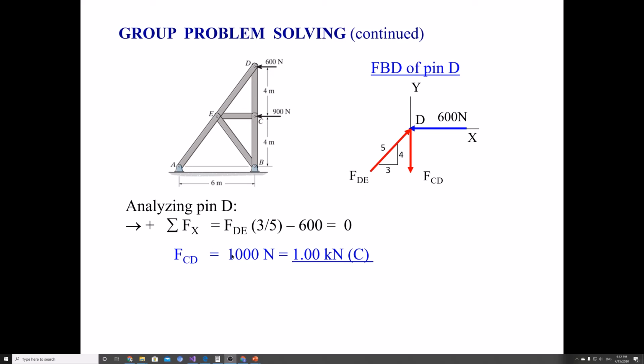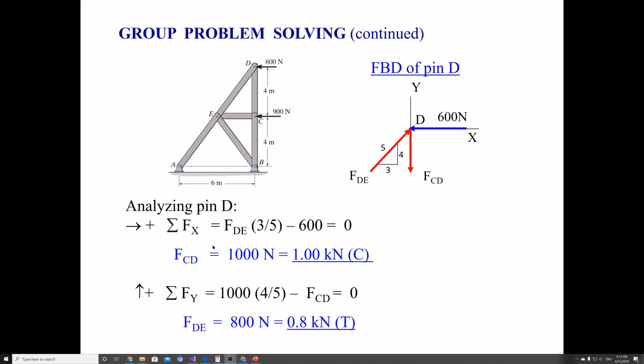Oh, these are reversed. Pause this. I just noticed this should be DE, and this is CD, okay? So this should be FDE, right here. That's what you're solving for. So 600 times 5/3 gives you 1,000, okay? And then this is FCD, so FCD is 800, okay?